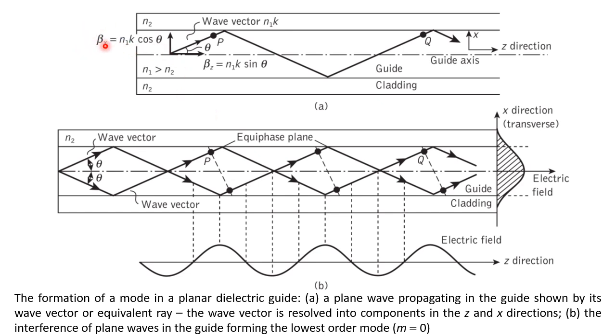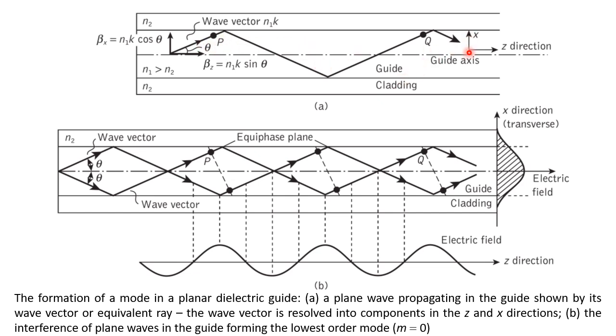Here we have the propagation coefficient n1k cos theta, where theta is this angle. Okay, this is the light wave and this is the angle, and this is the x component, this is the z component, n1k into sine theta. Okay, so wave vector is n1 into k here, right?